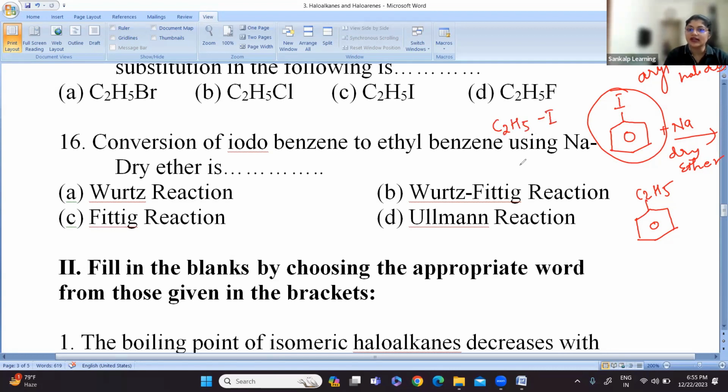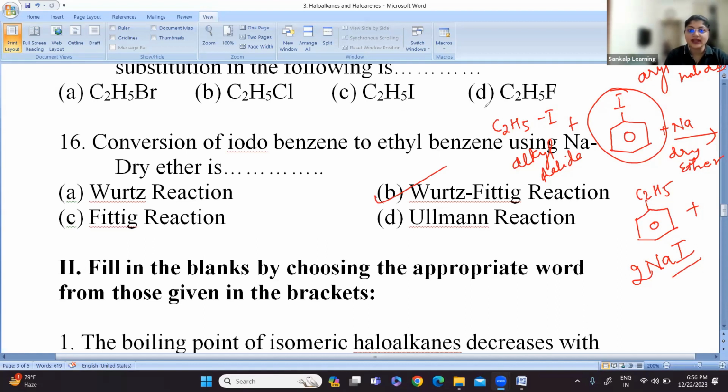If I take an alkyl halide, this is an alkyl halide, this is an aryl halide. So one molecule of alkyl halide, one molecule of aryl halide. So when it reacts, it forms alkyl aryl compound, and sodium iodide. So this is the byproduct formed. So this is a Wurtz-Fittig reaction.